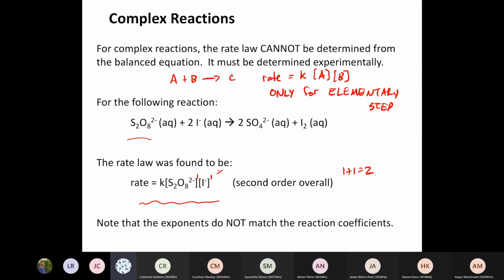Notice that these exponents do not match the coefficients in the balanced reaction. There's a 1 here, and that sure matches, but there's a 2 in front of the iodide, which is not the same as the exponent. So we can tell that you can't just look at the balanced overall reaction and get the rate law that way for complex reactions.